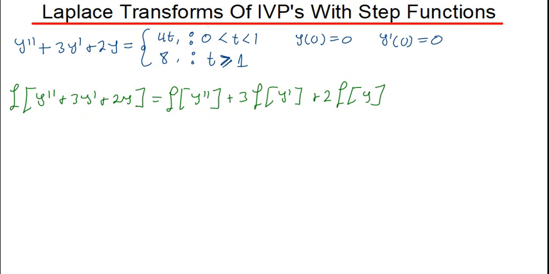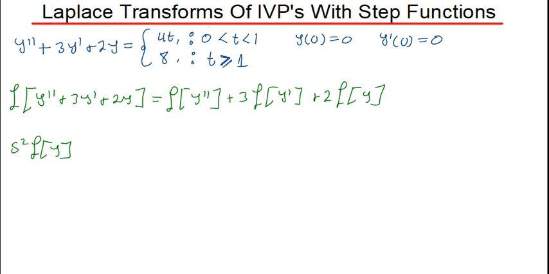This works for addition and subtraction. It does not work for division and multiplication. So let's determine the Laplace transform of that one. From the formula of the Laplace transform of derivatives, we get that this is just going to be s squared multiplied by the Laplace transform of y.